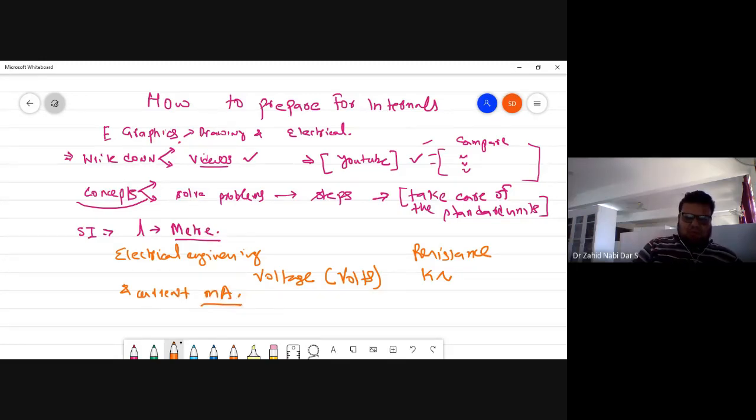Also, when I calculate the current value, if it is not specified, most of the times I'm getting it in milliamps. In the previous problem I got 1.08 milliamps. Voltage I usually get in volts, and resistance in kilo ohms. If it is not specified, it can be ohms also, no problem. It's not to confuse you people.